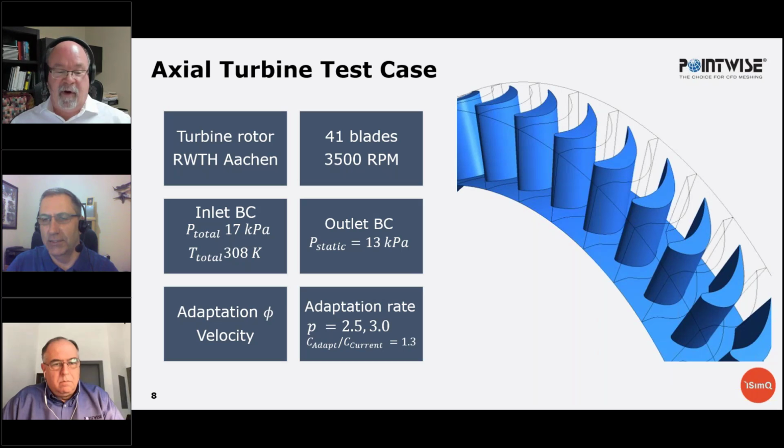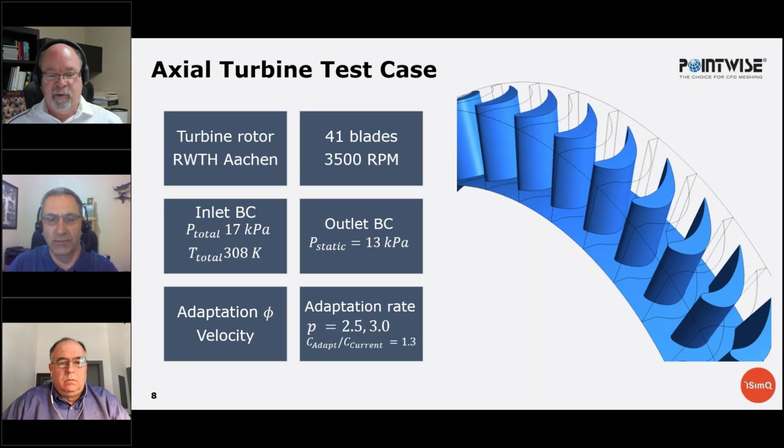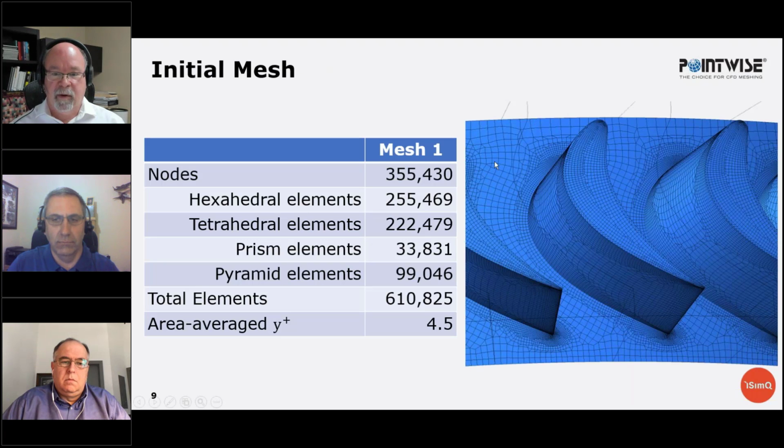So our adaptation variable is velocity, and adaptation rate. We did some experiments with this P coefficient of 2.5 and 3, and we'll show you a few results of both. And we stuck with a complexity ratio increase of 30%, at 1.3, for all of these simulations.